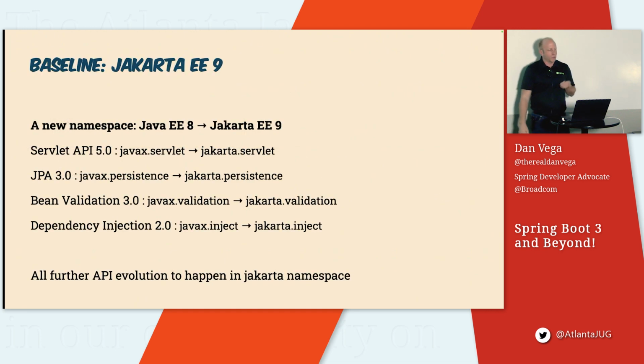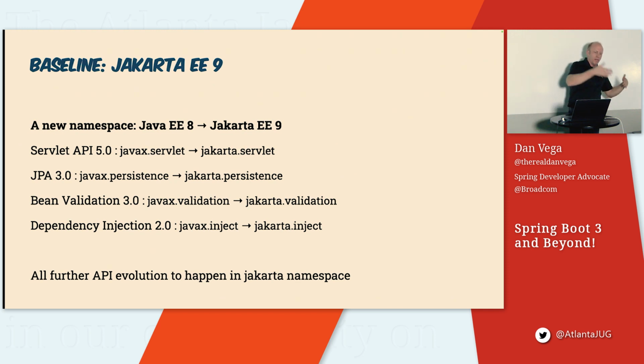The other big change was with Jakarta. So we have this new namespace from Java EE to Jakarta. This just means that if you're using certain packages like javax.persistence, you need to move to a new namespace like jakarta.persistence. This was a big thing. It's kind of an annoying change, right? For you to have to change this in your projects.